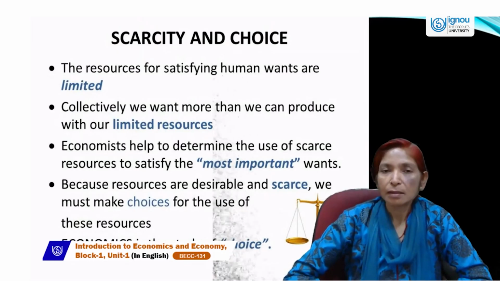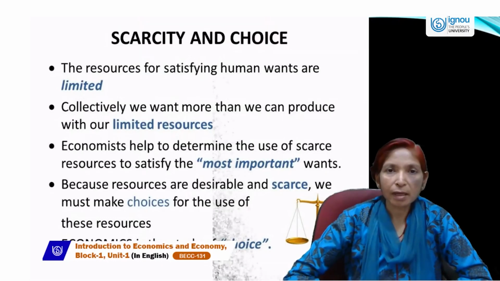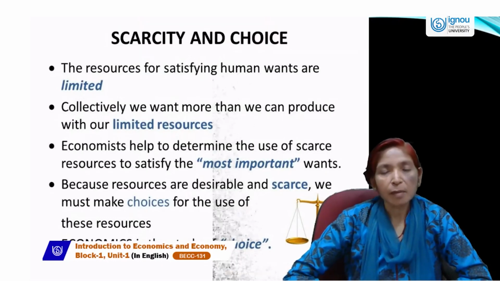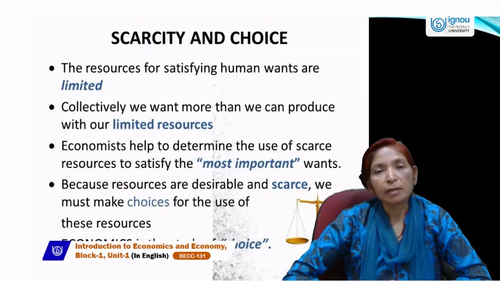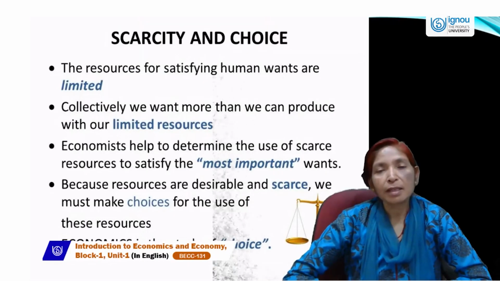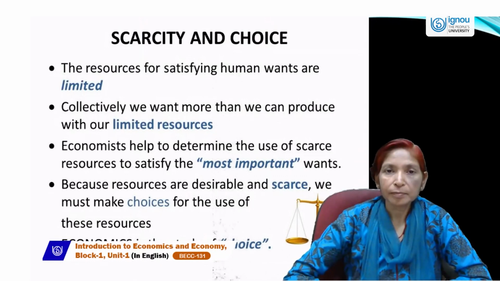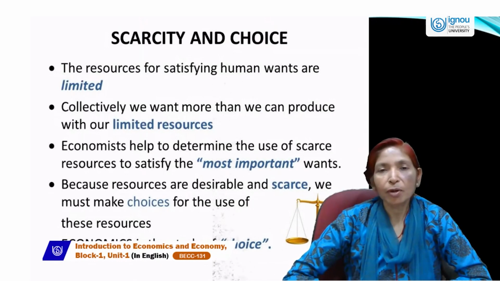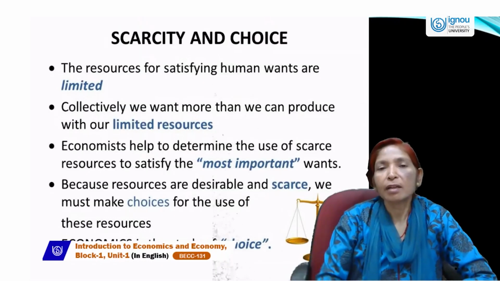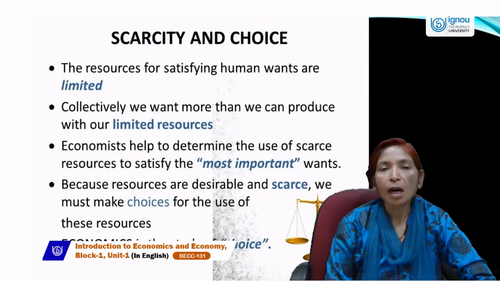For example, land. Land is gifted by nature. It can't be increased or decreased according to human needs. Labor is also scarce in some countries and some have very abundant labor. But in some countries, labor is more, capital is less. And in other countries, capital is more, but labor is less. We can't say that each and every factor of production is abundant in each and every country. So, resources for satisfying human wants are always limited.